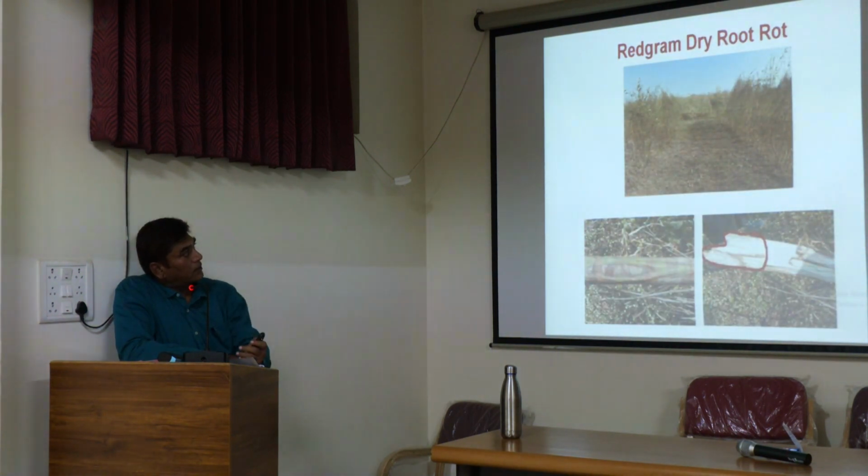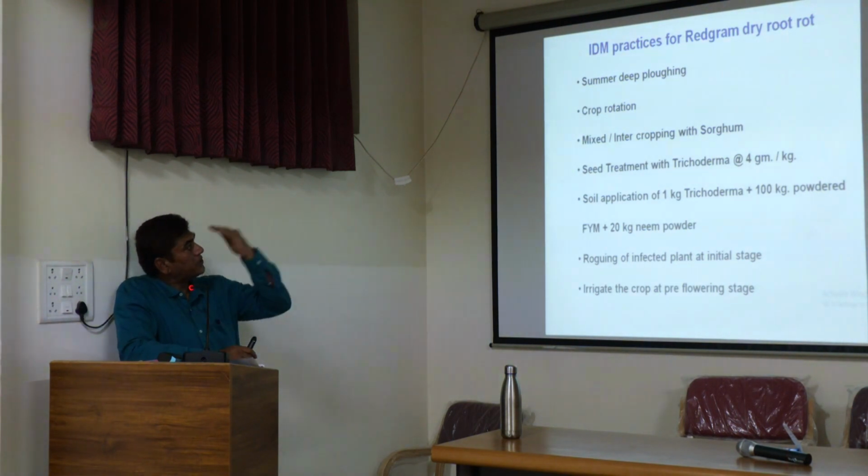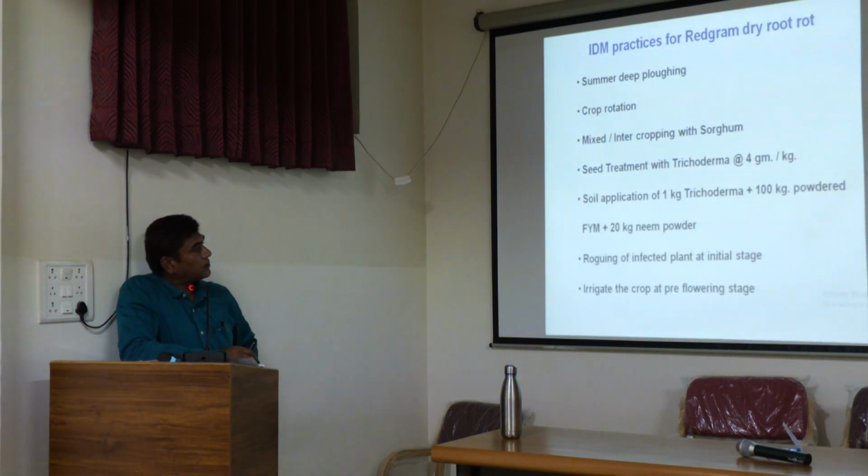You see the picture of this severely affected plot of red gram. The whole plot is affected by dry root rot. What are the options in case of non-chemical methods for this dry root rot?